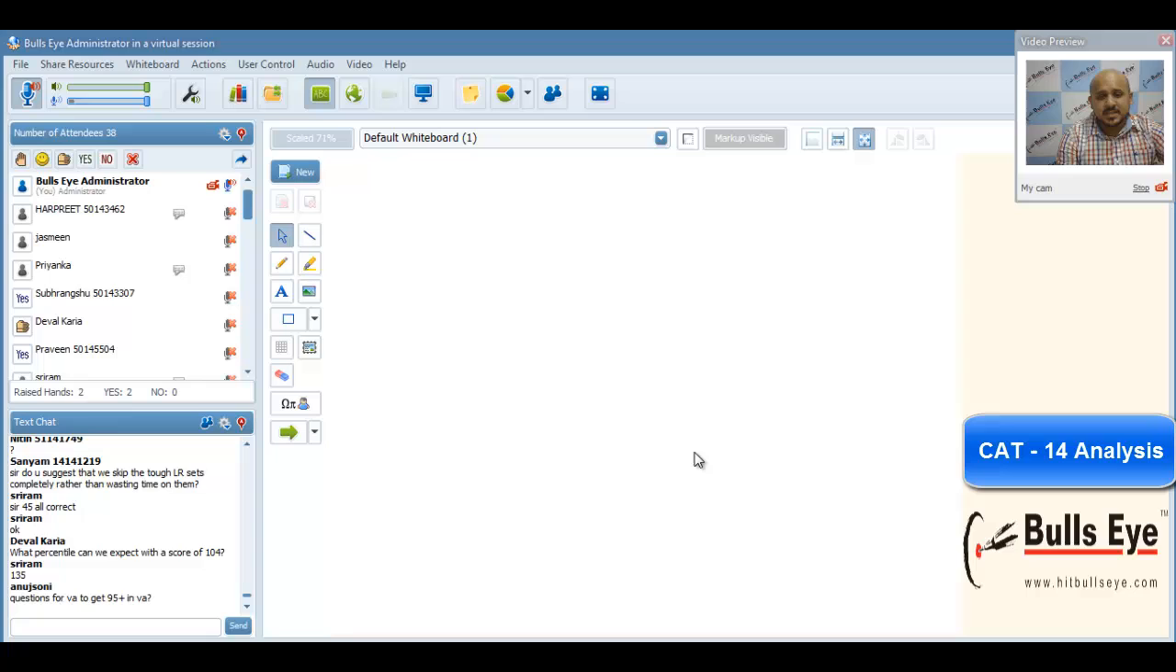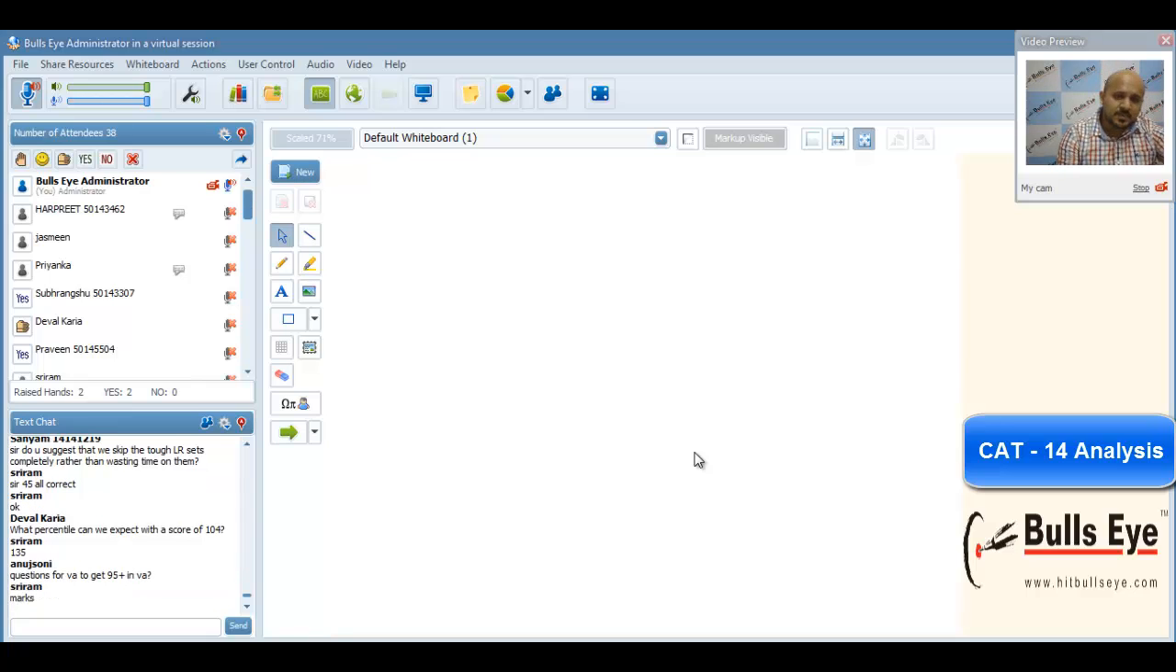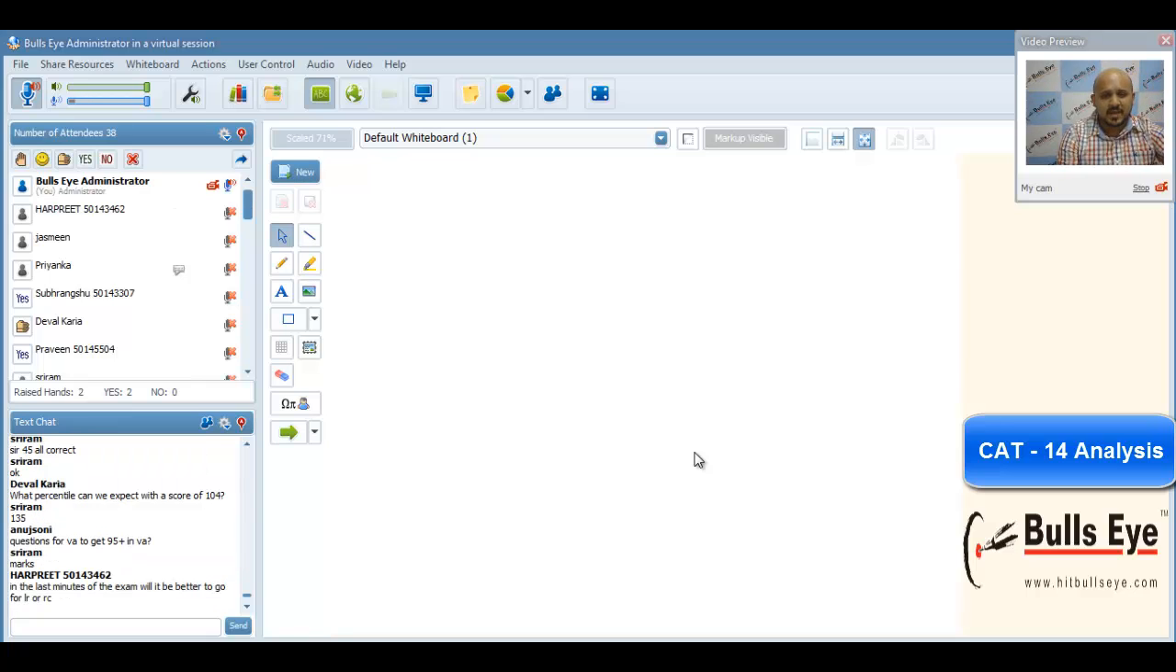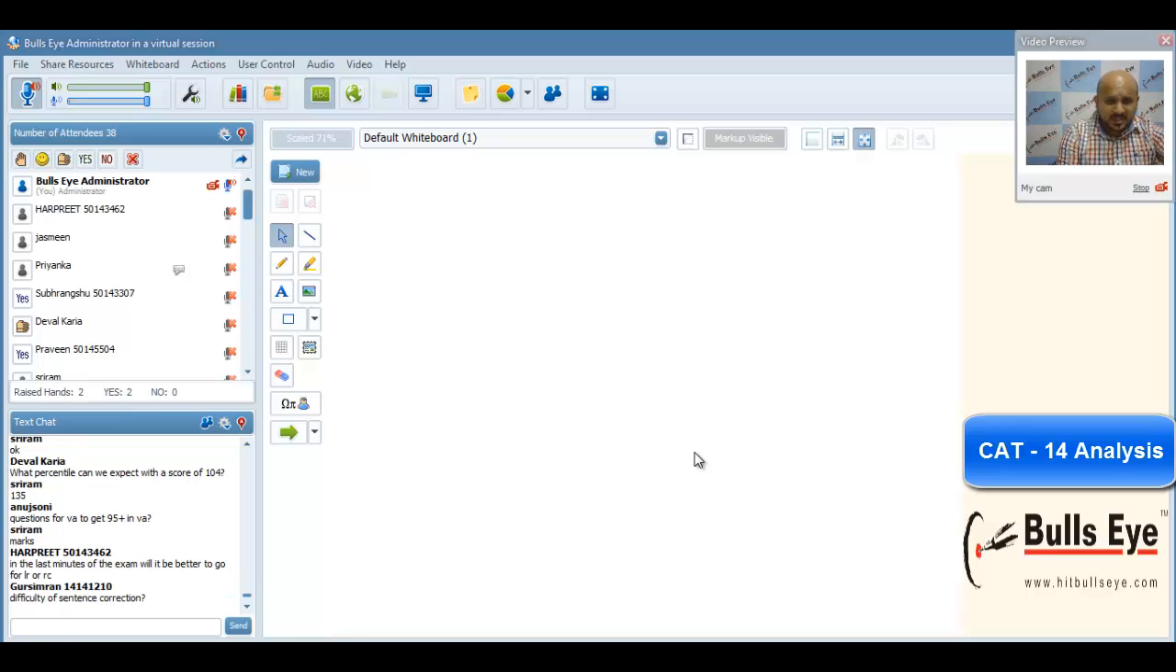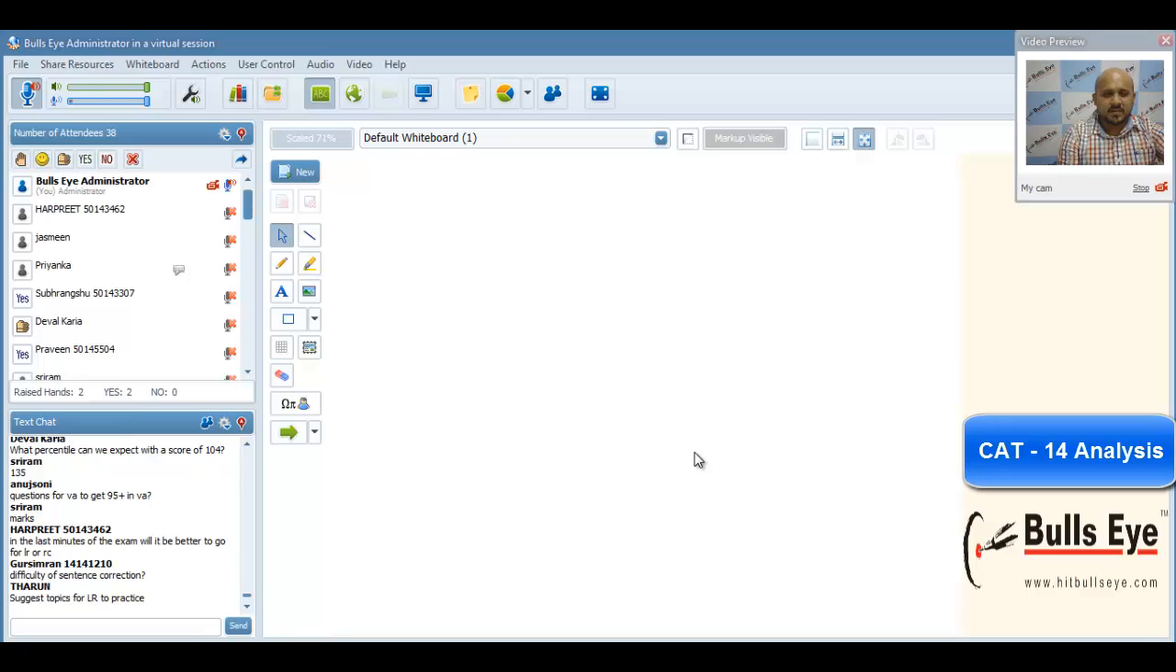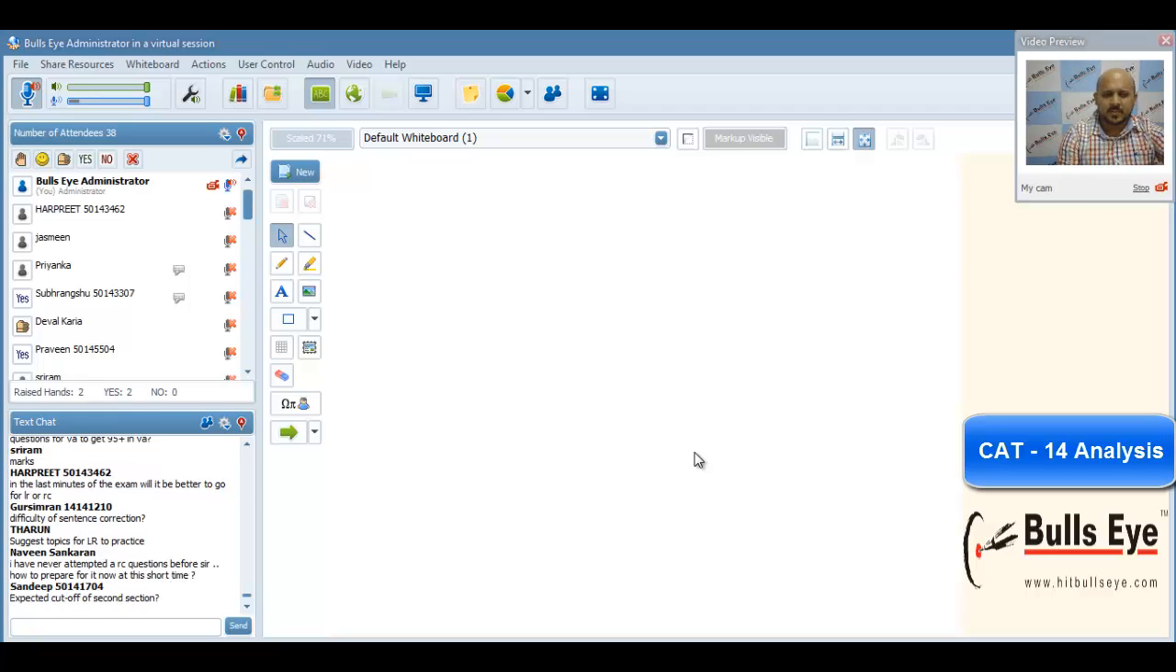Yes, definitely, Sanyam, skip the tough questions, skip the tough LR sets. Try to spot the easy ones. They were very difficult to give that kind of percentile at that marks. Going by today's pattern, RCs would be a better bet. Gursimran, similar to previous year papers, the sentence correction bit was not too easy.